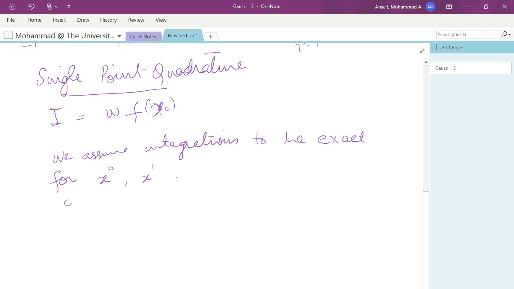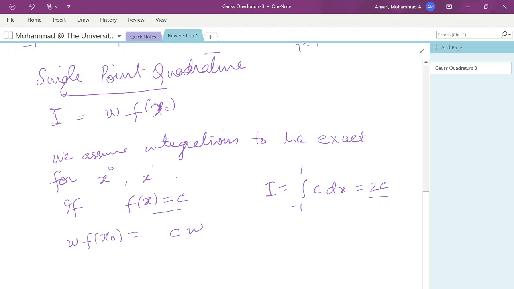Now let me show you what I mean. If it is x to the power 0, that is just a constant, so if f of x is some constant c, then I want to enforce the condition that this gives me the exact result. For this, your integration I is the integral from -1 to 1 of c dx, which is just 2c. And then our technique tells us that this same thing should be equal to w times f of x naught. Now, immaterial of what x naught is, f of x naught is just a constant, so this thing is equal to c times w. If you equate these two, you get w equals 2.